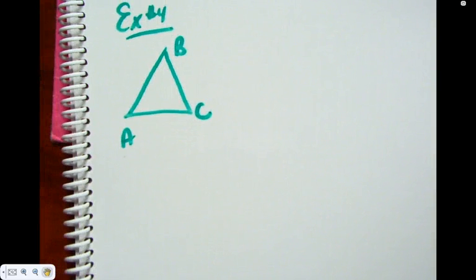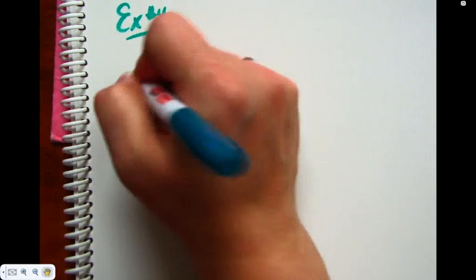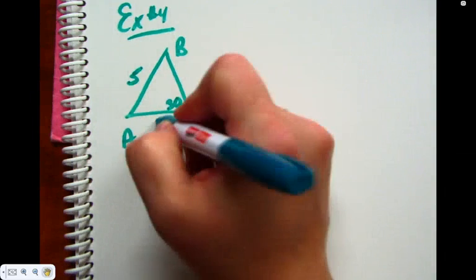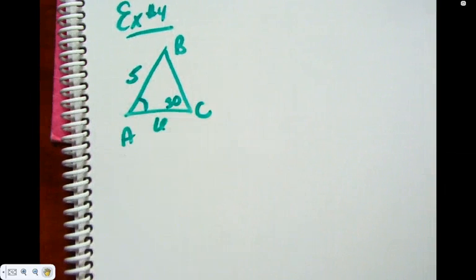Number 4. Angle C is 30. Side C is 5. Side B is 6. Want to know angle A. We're going to pause that. We're actually going to do some drawing. We're going to draw this one to scale and see what happens.